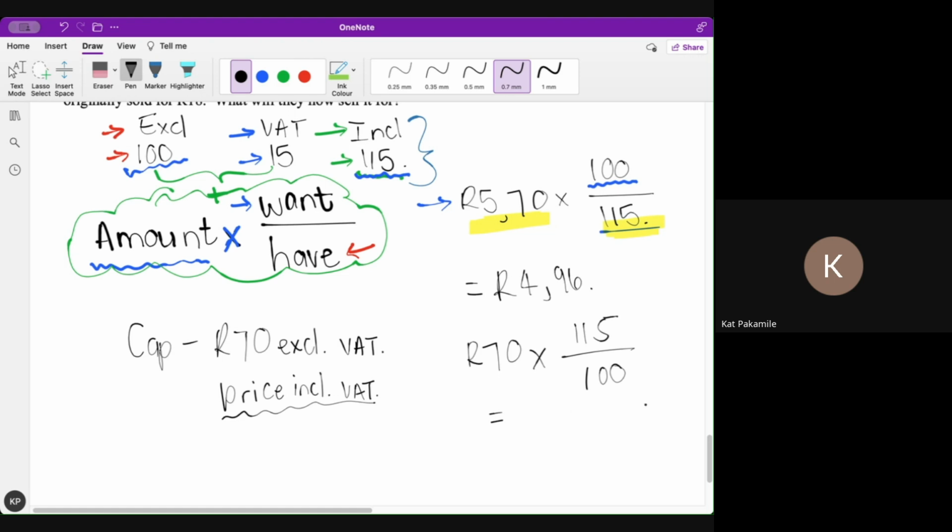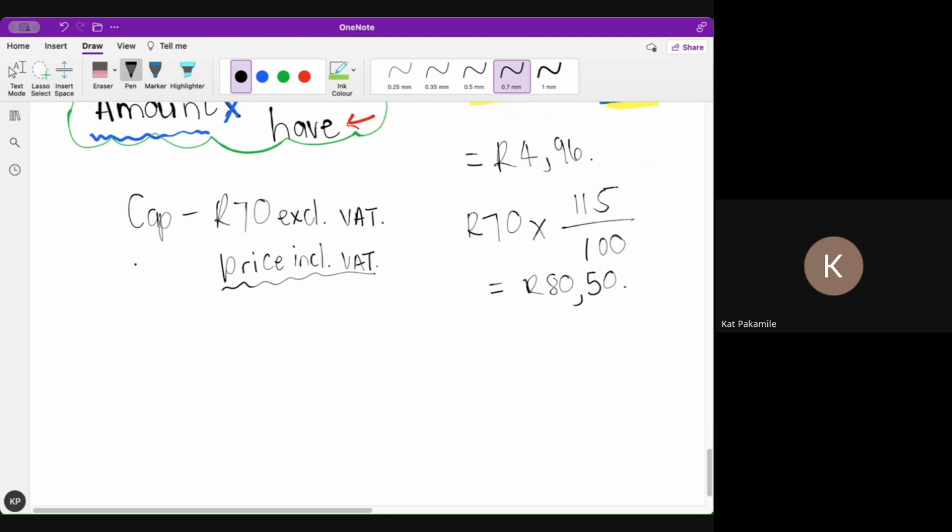And how much is 170 times 115 over 100? That would give me 80 rand 50 cents. Do you see how this works, guys? If you understand this method and you understand this table, you will be able to do whatever VAT question that you have. I'm going to do another example, last one.